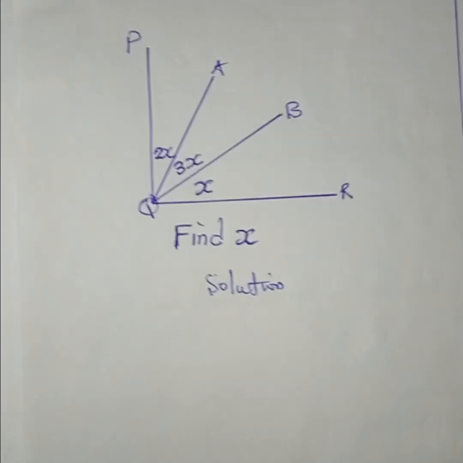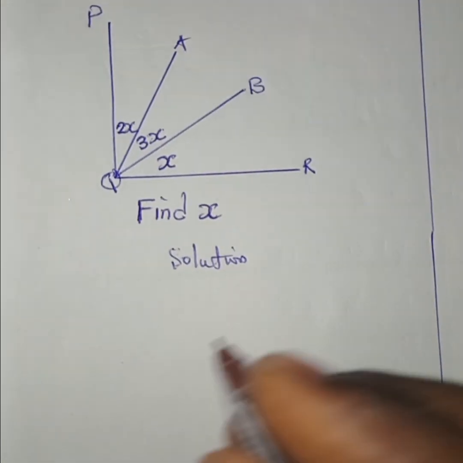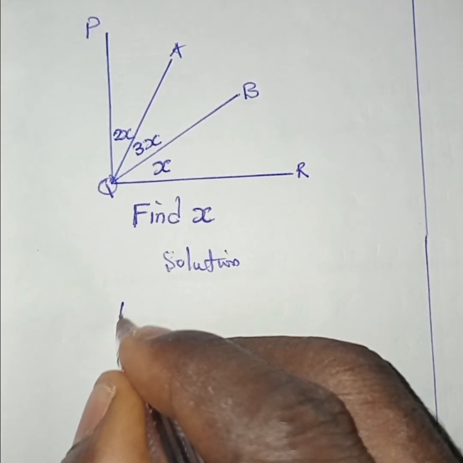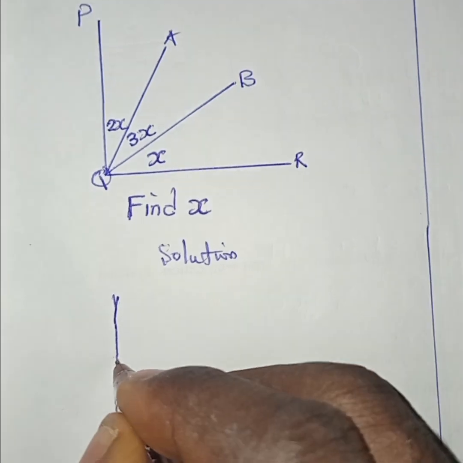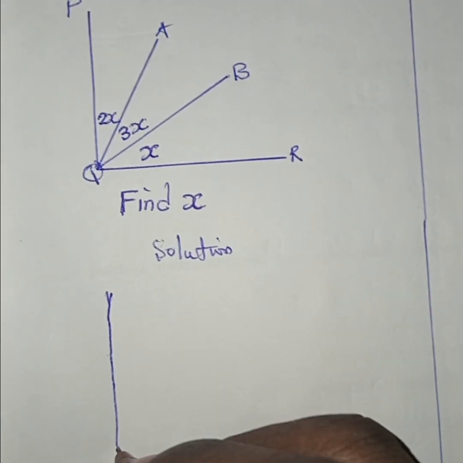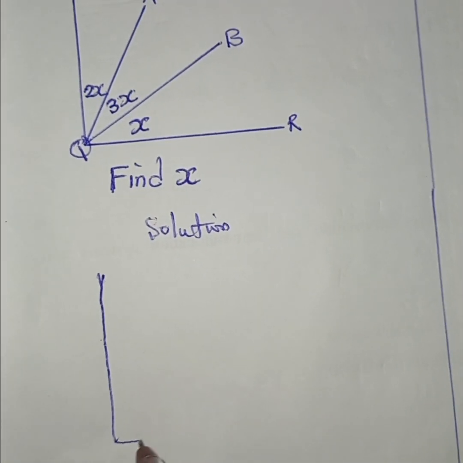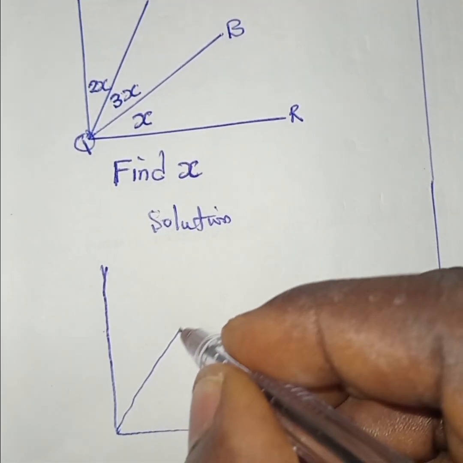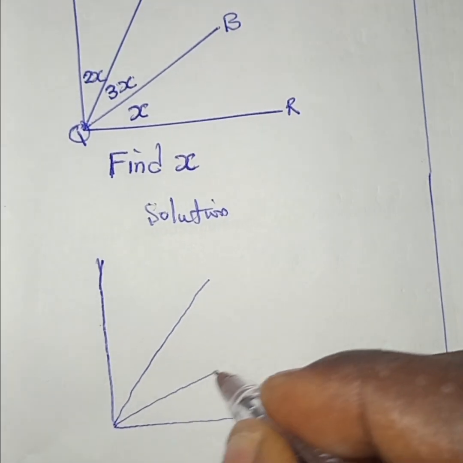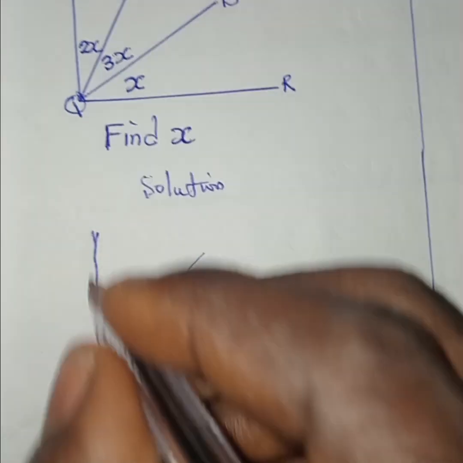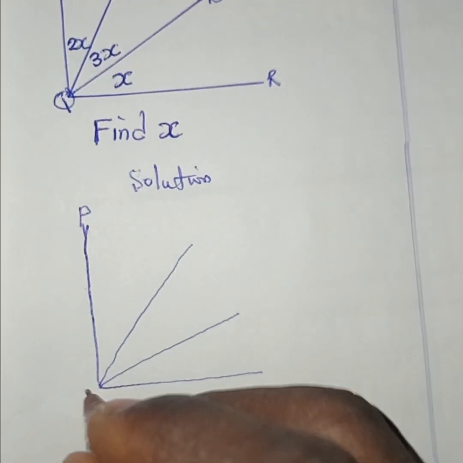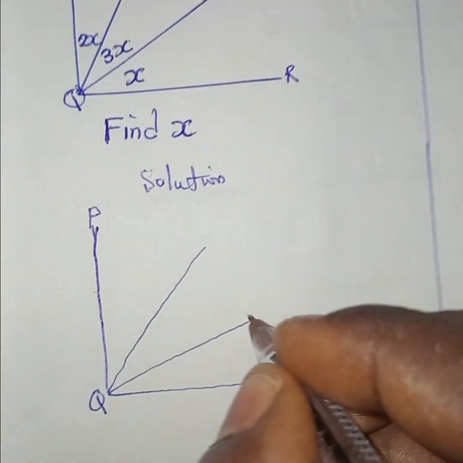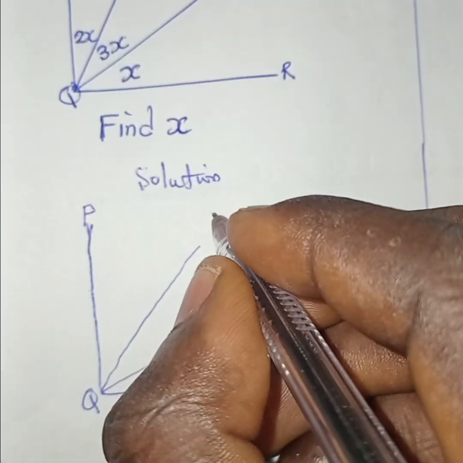Now, let's continue. So you redraw the diagram again. Sorry, my diagram may not be fine. So you draw the diagram again, right? So here is P, here is Q, and here is R, here is B, here is A.